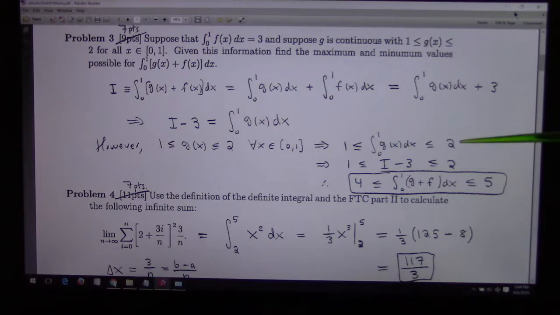Oh well, I can't time travel, so I can't fix it. So add 3 for less than or equal to that integral I'm trying to figure out, less than or equal to 5. So lo and behold, between 4 and 5.